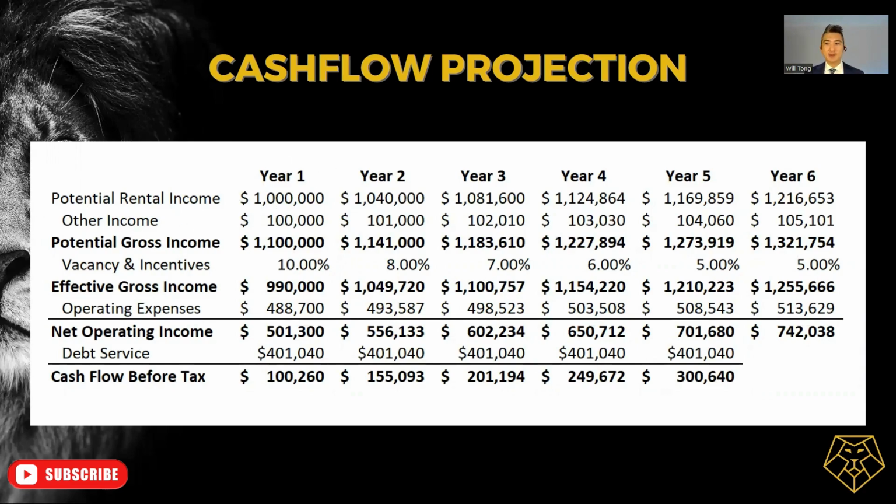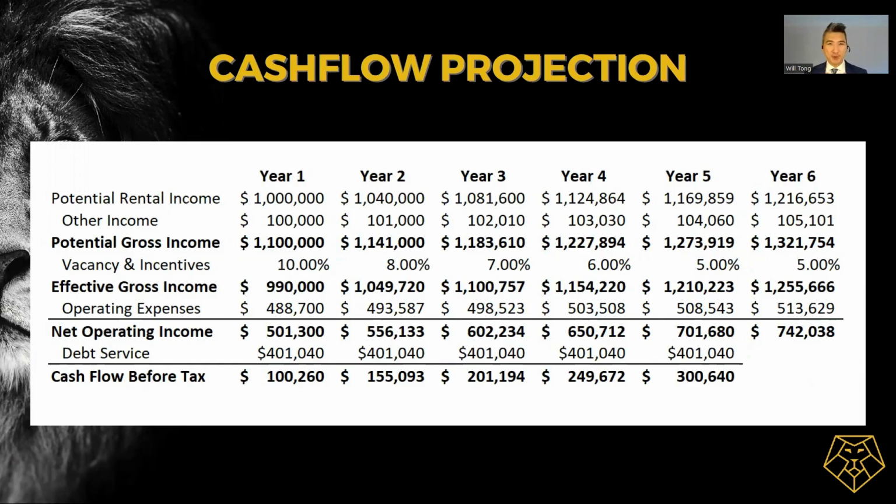And what are some other potential incomes that you can derive from the property, such as signage rights, maybe short-term storage, car parking, etc. That would then give you a total potential gross income. The next thing you want to factor in, which is very, very important, is what are the potential vacancies and incentives payable during the first, let's say, 3 to 6 years of the property.